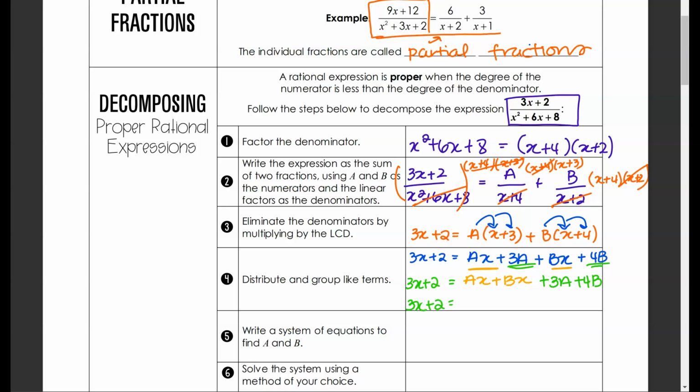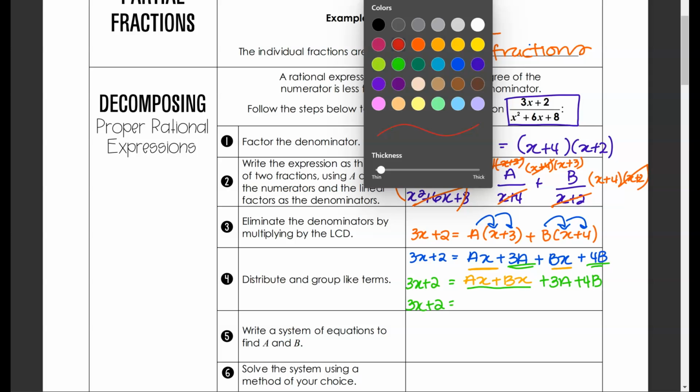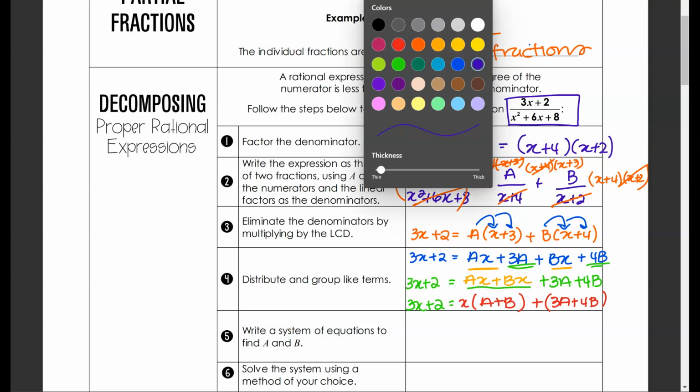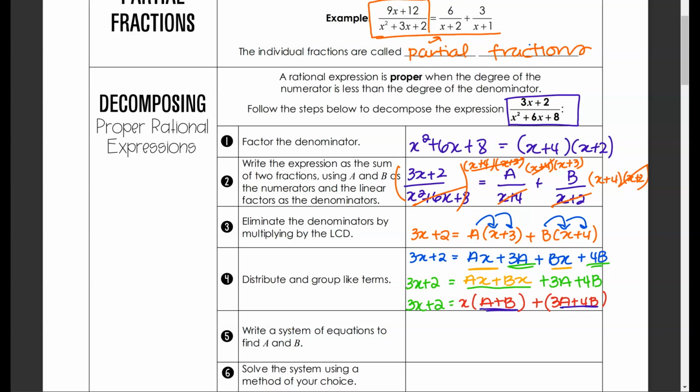So now we have to ask ourselves, is there any other factoring that can occur here? So notice that in this particular space, I can pull out an x. So let's go ahead and do that. So I'm left with x times A plus B, plus 2A plus 4B. All right. So now, because of this, this shows us that we have two equations that we can use. Here is one, here is the other. We just need to figure out what those equal.